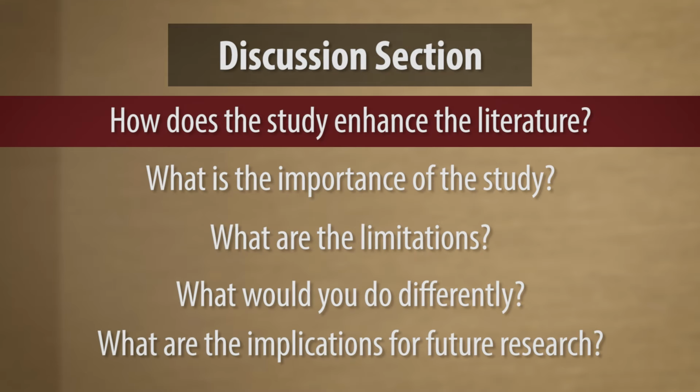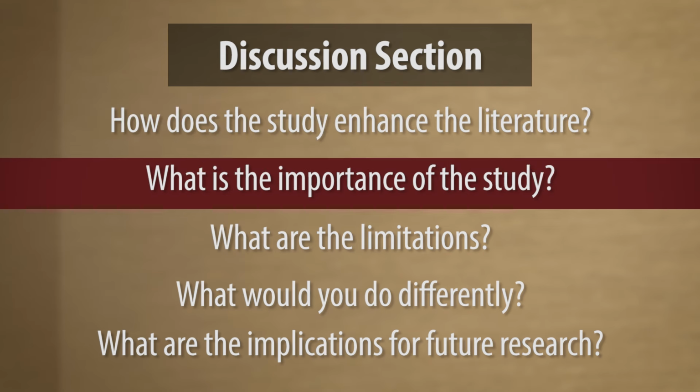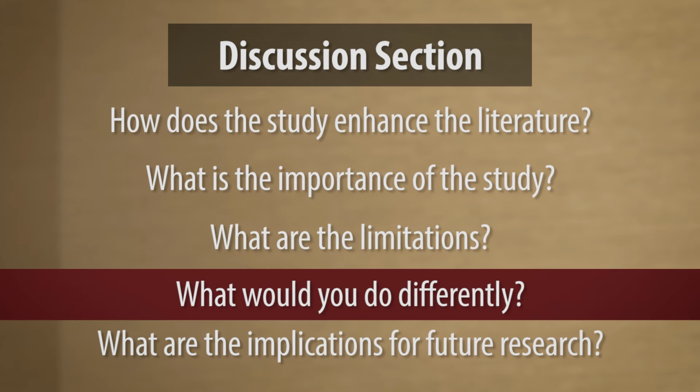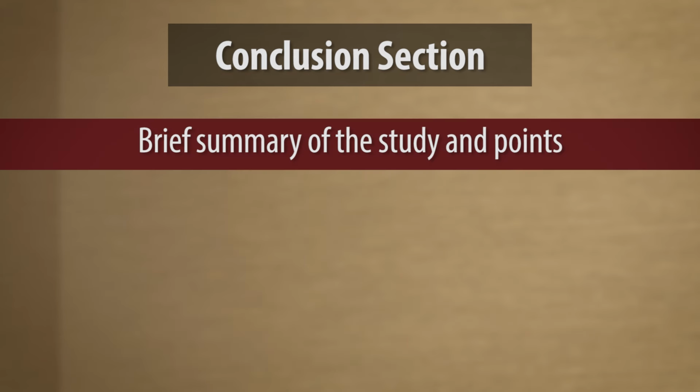Moving then to the discussion, we need to find out how this study enhances the literature on the topic. What's the importance of the study? And then also, just as important, what are some of the limitations? What would you do differently if you had to do the study again in the future? What are the implications for future research? Then we wrap up with a conclusion section, which should be pretty brief. Basically, you're putting the take-home points here, a brief summary of the study, and summarize your points. So that goes through a few bullet points of what should and should not be in each section.